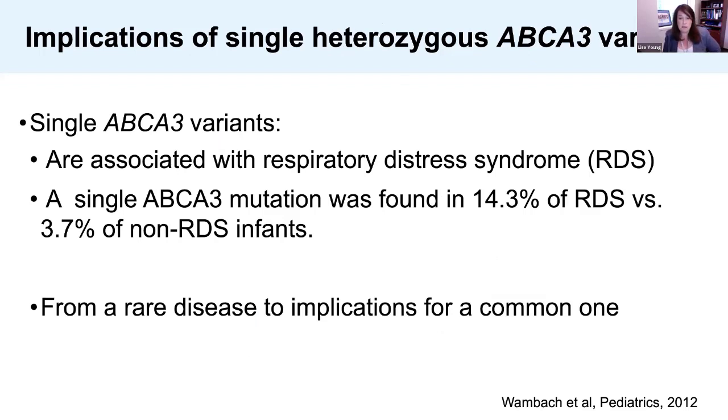Another thing that's fascinating about ABCA3 is that a single heterozygous variant matters. The full-blown ILD is homozygous, recessive, but being a carrier for ABCA3 matters. Jen Wambach and the group at WashU have shown very nicely how single ABCA3 variants are associated with an increased risk of RDS in preterm infants. So this is an example of how a rare disease has taught us other things about a more common one.